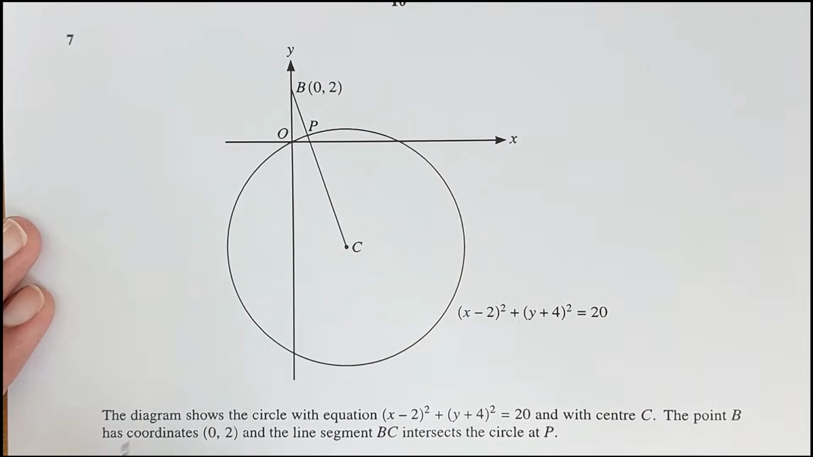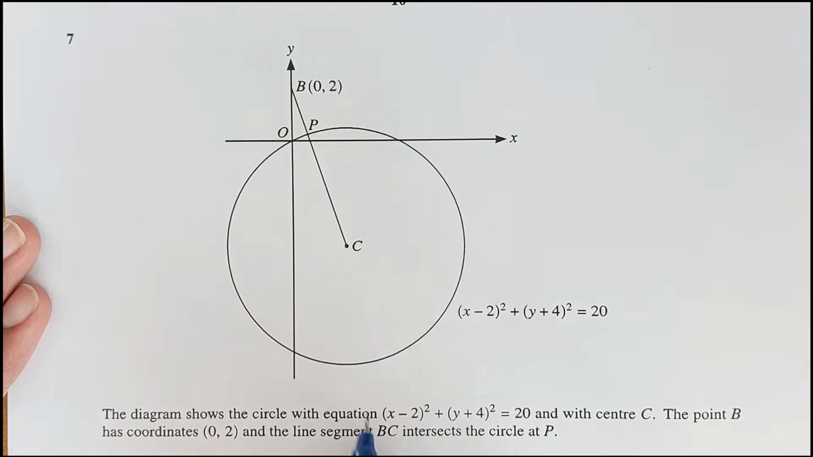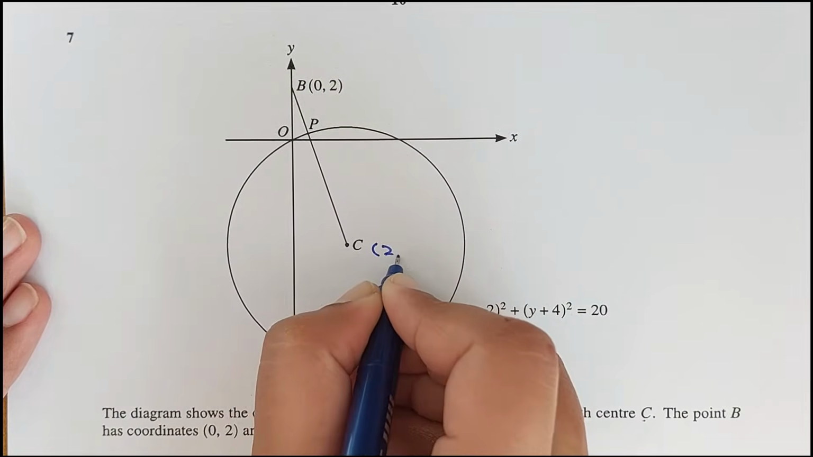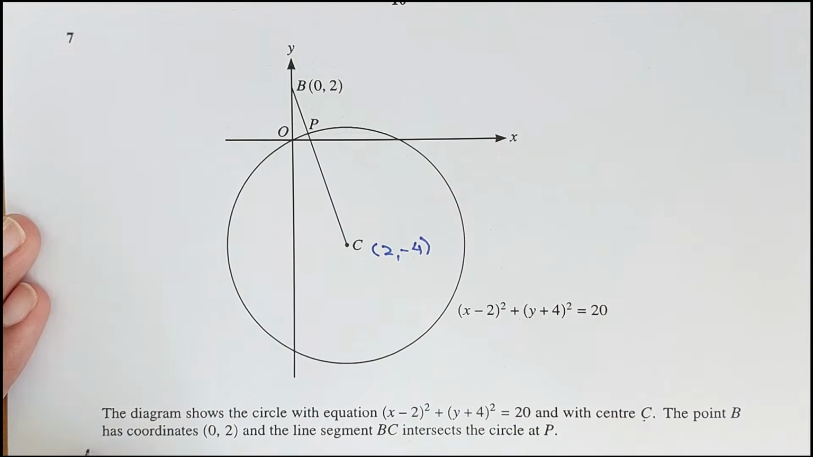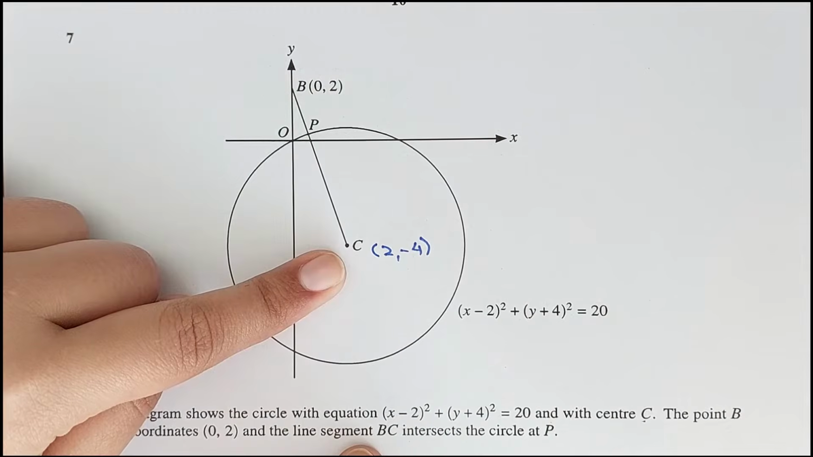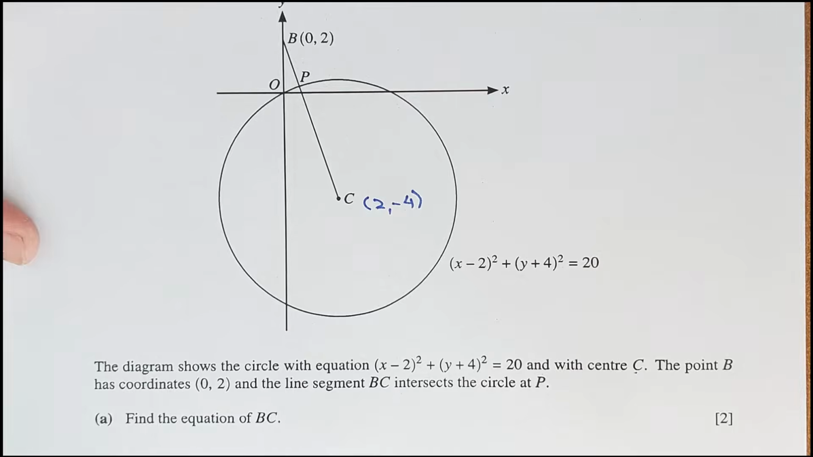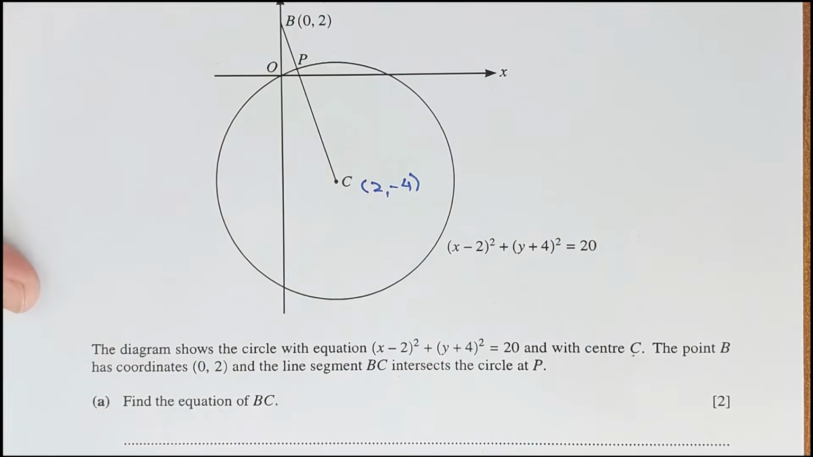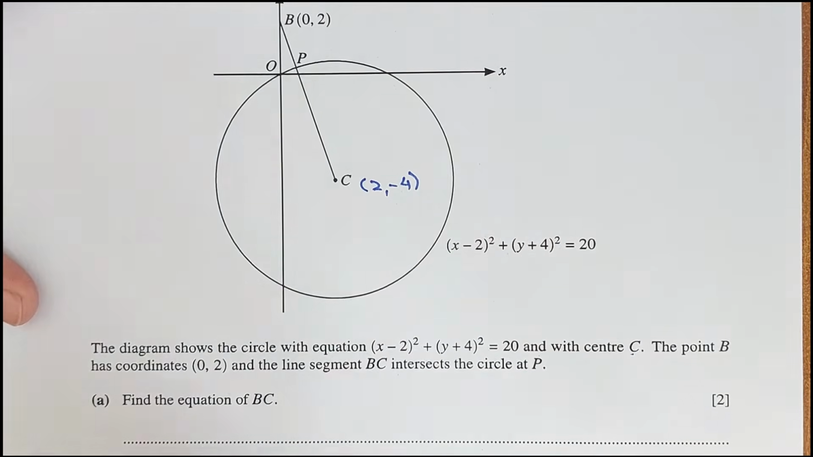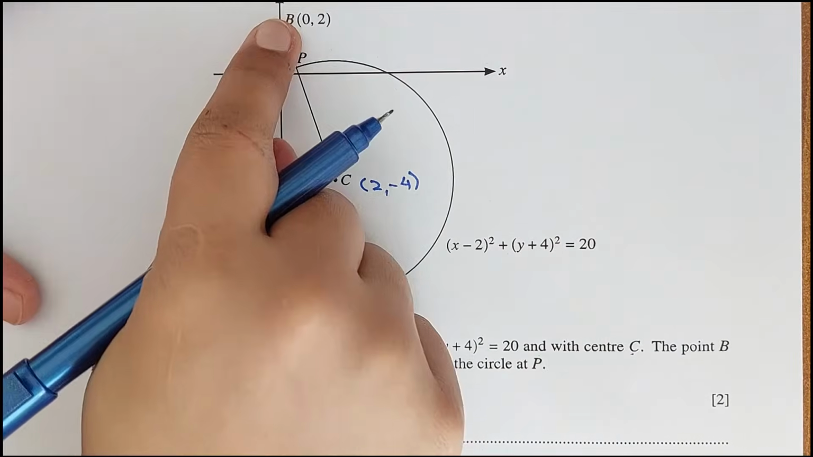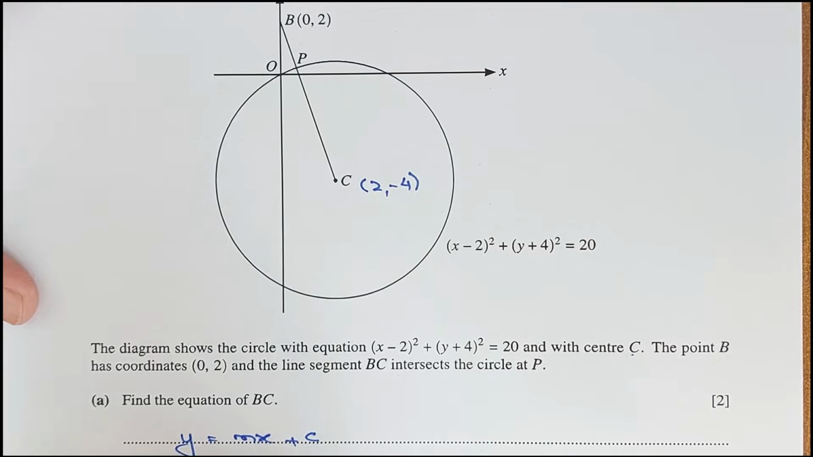Question number 7. The diagram shows a circle with the equation given, and with the center C. So C is the center of the circle, which is (2, minus 4). The point B has coordinates (0, 2), x is 0, y is 2, and the line segment BC intersects the circle at point P. Now for part A, find the equation of BC. This is a straight line, so we need to find the equation of the line, which is of the form y equals mx plus c. C is the y-intercept, which is equal to 2. So y equals mx plus 2.